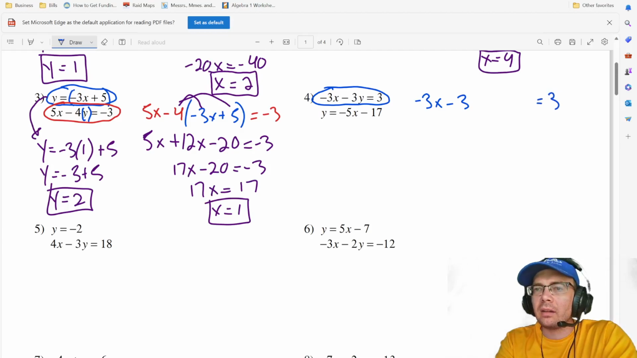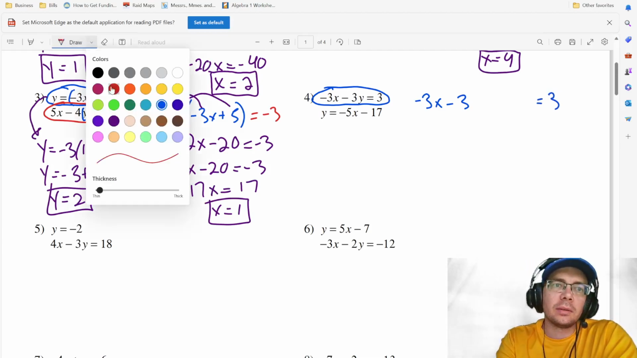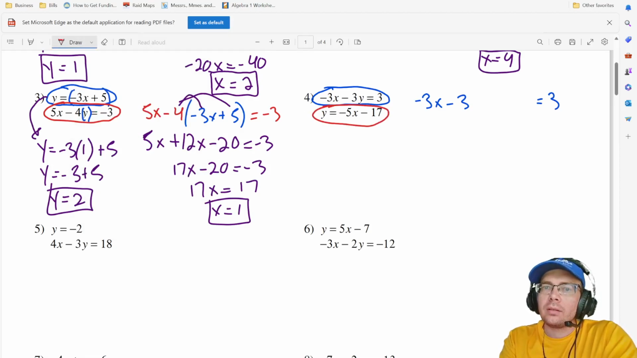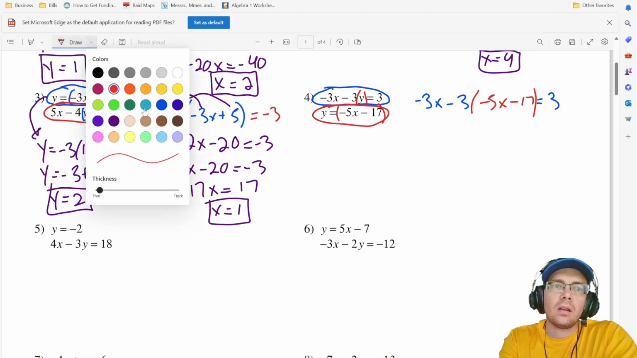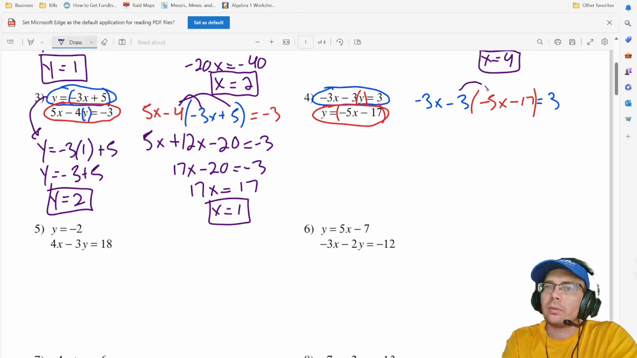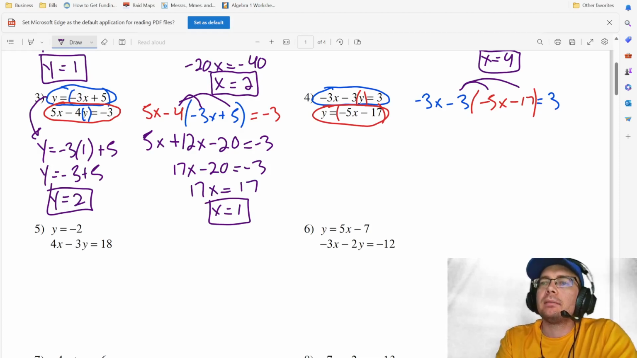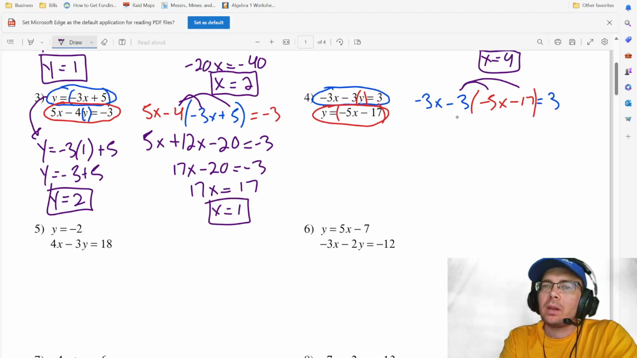Oh, everything has a 3 in it. I can actually do a little bit of a shortcut. I don't know if I will or not, but I could. This is the red equation. That's y, so that's y stuff. That's going to go right there. So that's going to be negative 5x minus 17. Okay. And then we go to purple. Yeah, I think I'll go ahead and just solve it normally. I could divide everything by 3, but that's fine.